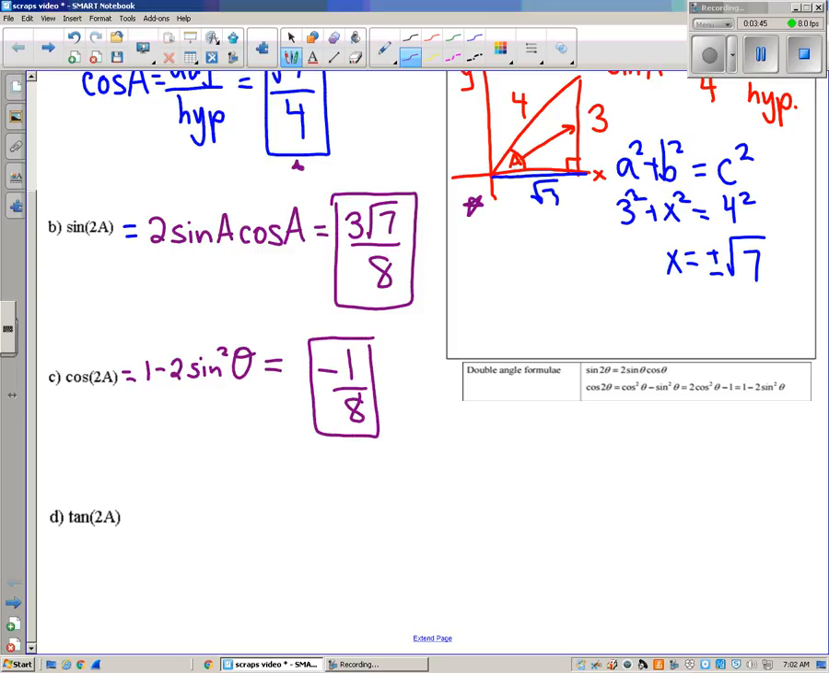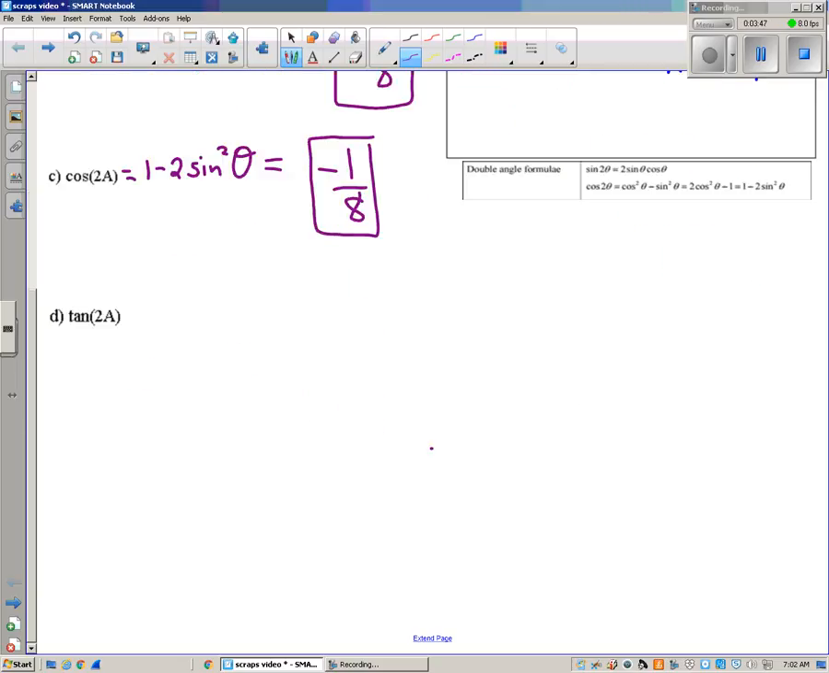Last one is tangent. If you're ever going to have to find the tangent of a double angle, I would recommend finding the sine and cosine of that double angle, and that's work that we did in part B and C. So tangent of 2A is going to be the same thing as the sine of 2A over the cosine of 2A.